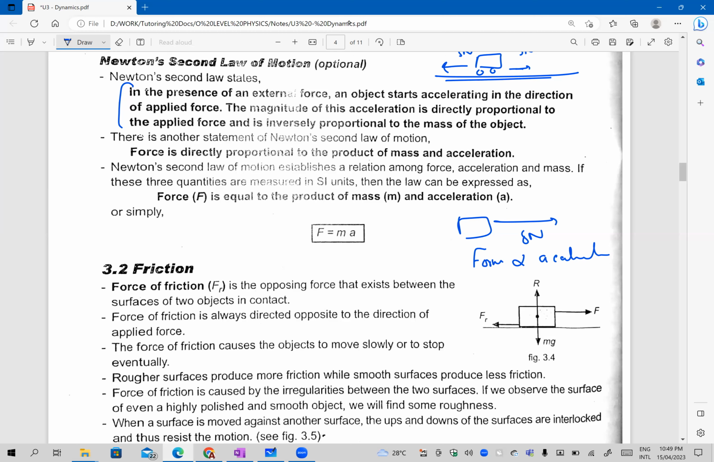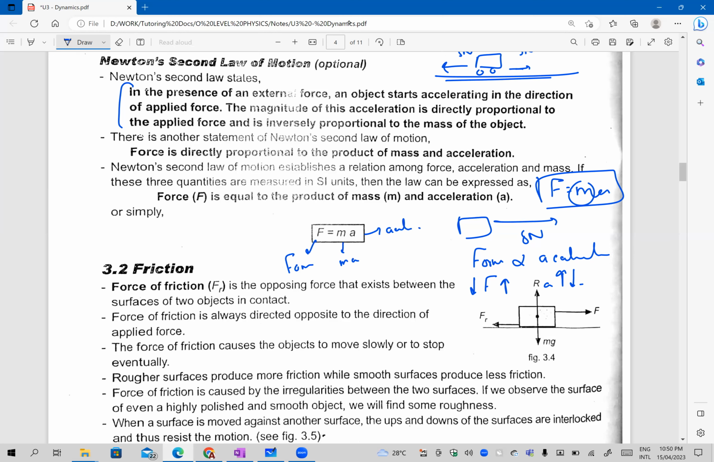Now, what does it mean? If the force is more, the acceleration is also more. If the force is less, the acceleration is also less. This is F equals ma. You must have studied this formula, where F is force, m is mass, a is acceleration.